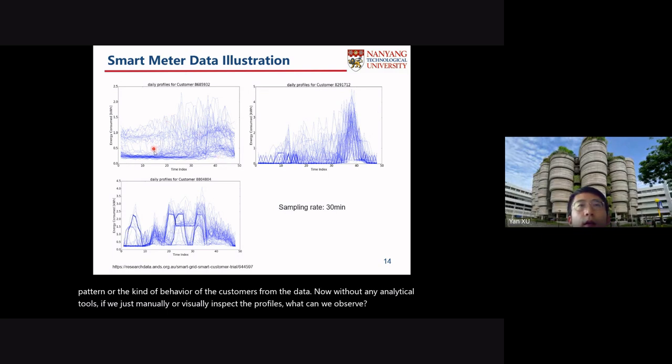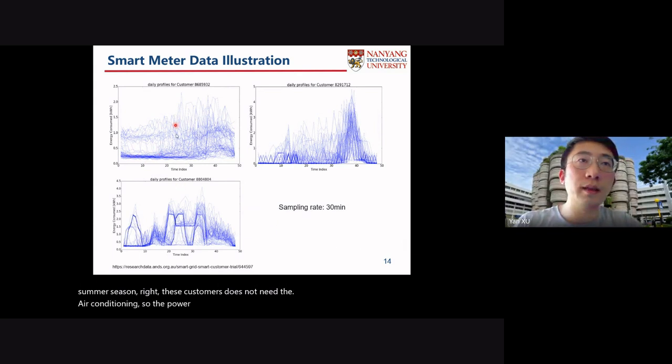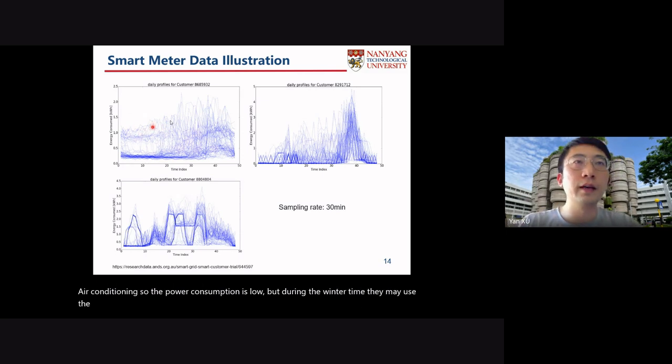For this one, my first guess is that for some seasons, probably during the summer season, these customers do not need the air conditioning, so the power consumption is low. But during the winter time, they may use a heater during this period, so the power consumption becomes high.